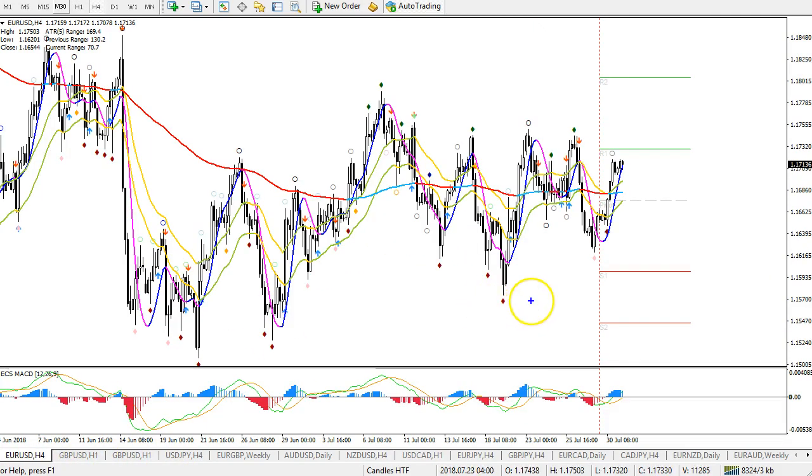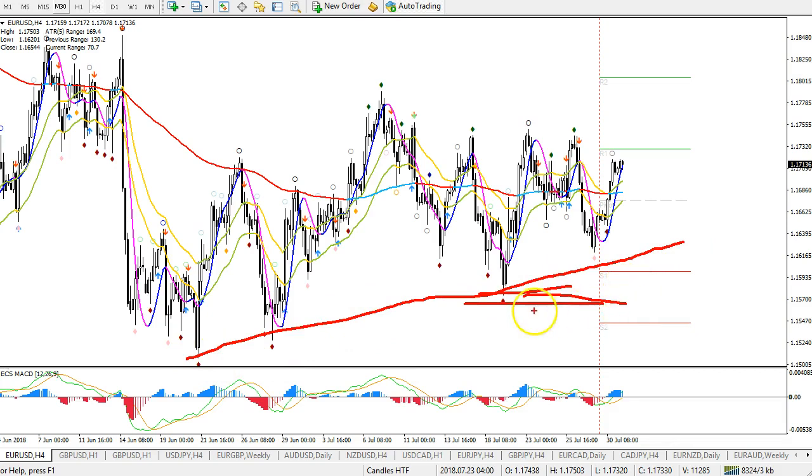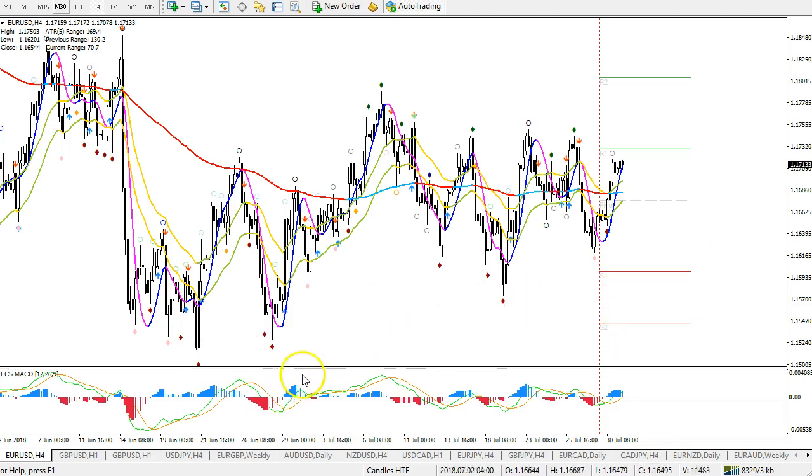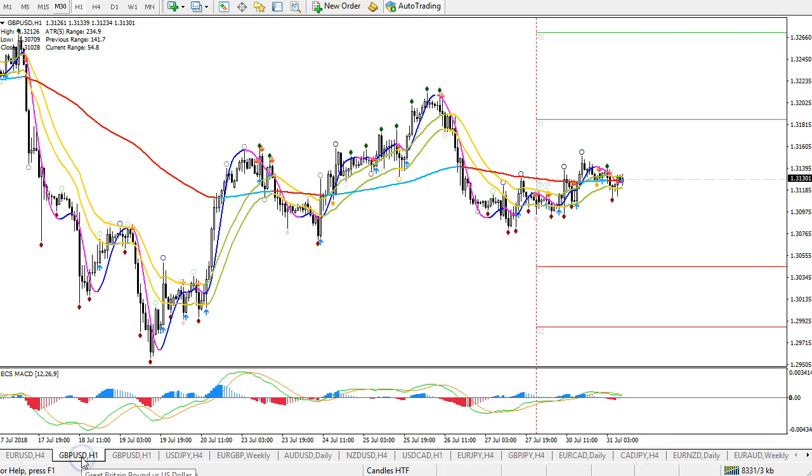Only if price, sorry, I closed my chart by accident. Only if price breaks below this bottom would I change my perspective. In that case, price is breaking the bottom of this triangle, and there could be more bearish pressure to the downside. It remains a choppy chart though in general.